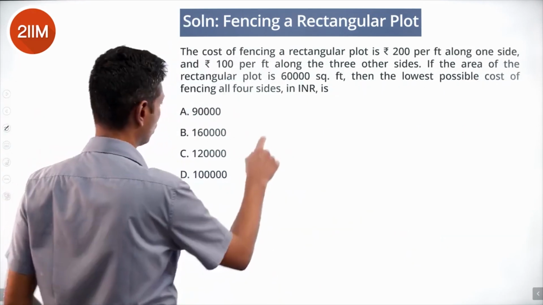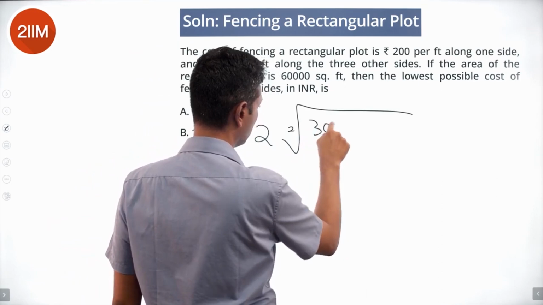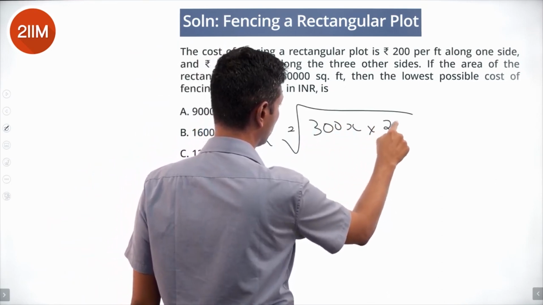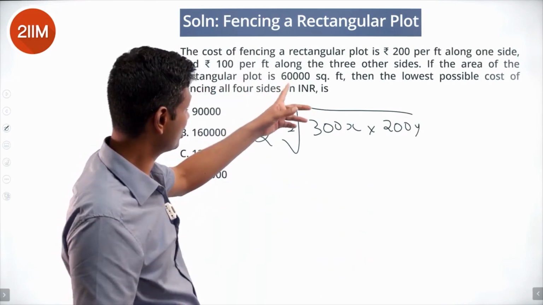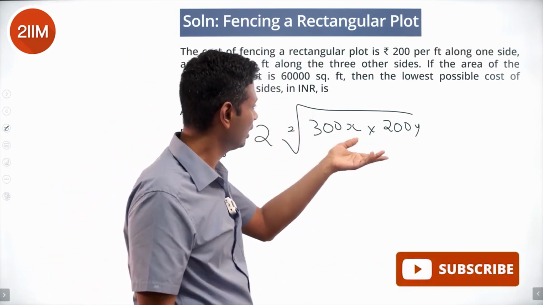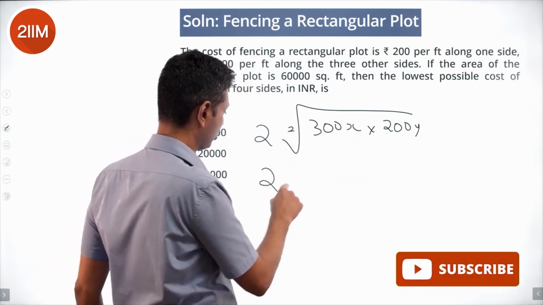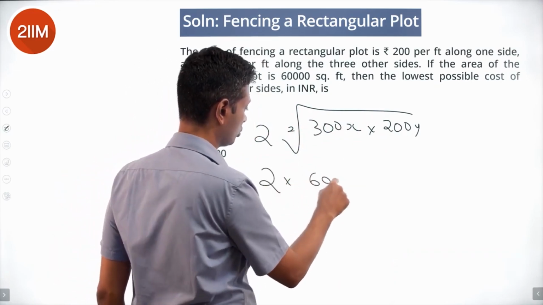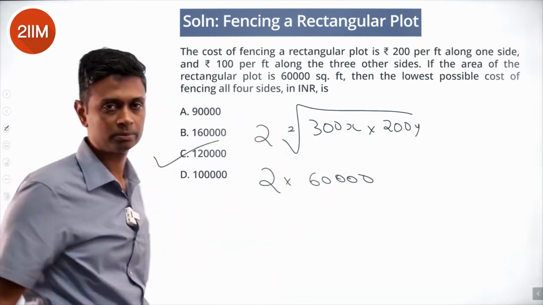The answer we are looking for is 2 times the square root of 300X into 200Y. X into Y is 60,000, which is nothing but 200 into 300. So this is 300 into 200 into 200 into 300. So this is 2 times 60,000, or 1,20,000.